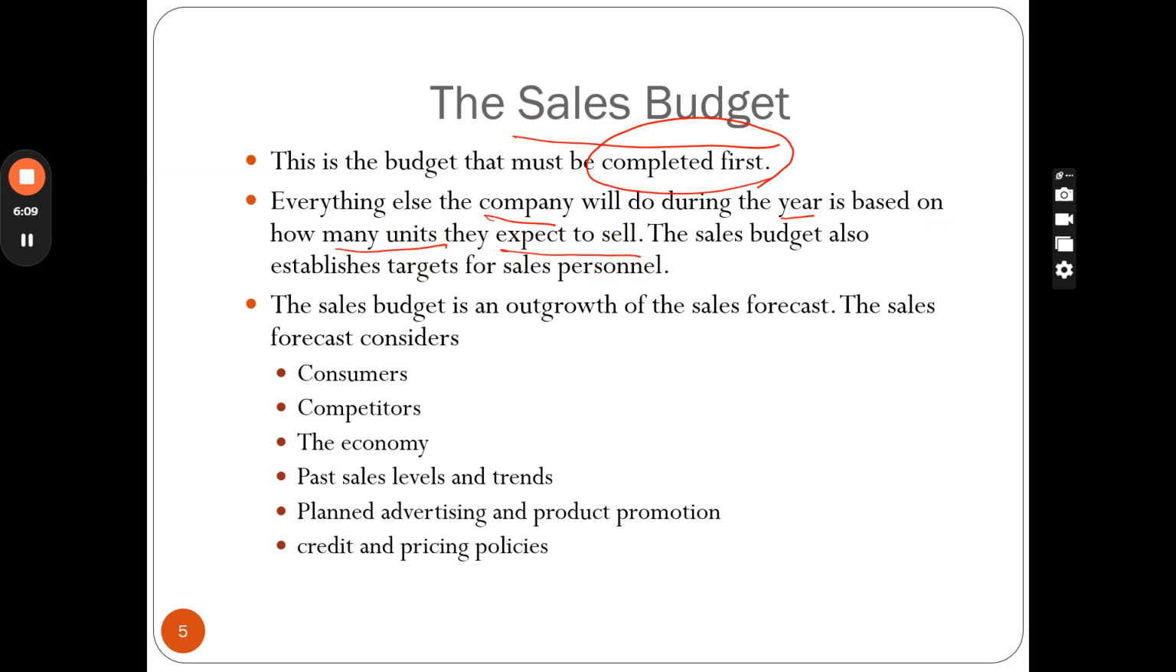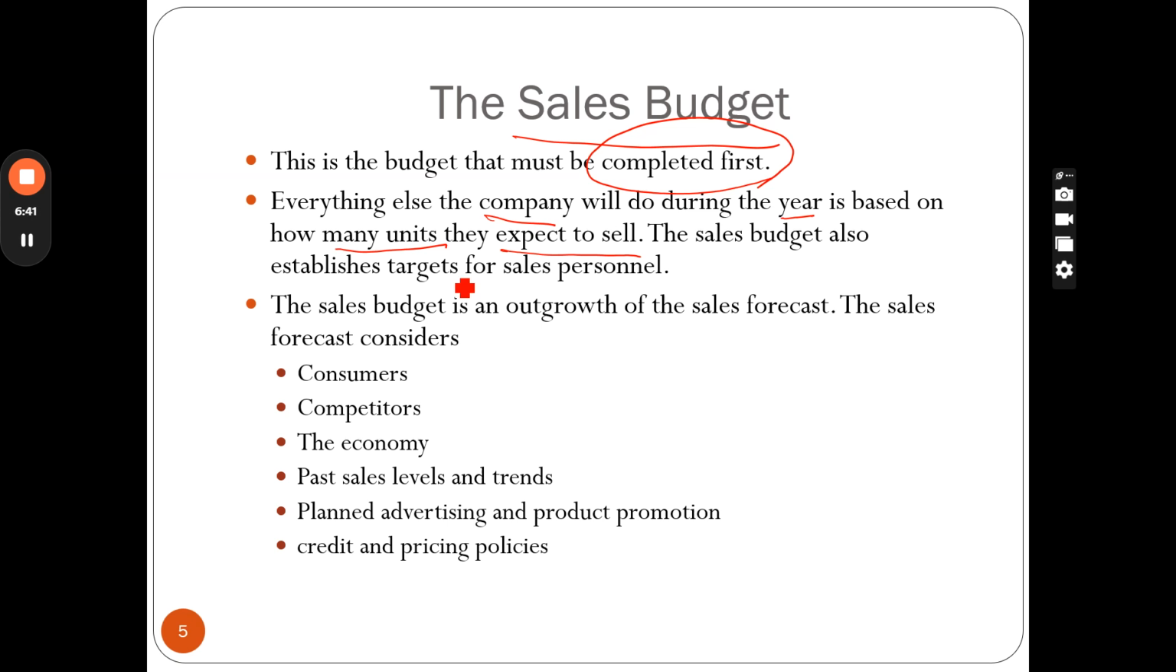So when you have a sales budget, you know how many units you should produce. And when you know how many units need to be produced, you can plan how much material I need, how much labor I have to procure, and what my overheads will be. All these are related to how many units you are going to sell. So this is the most important budget.